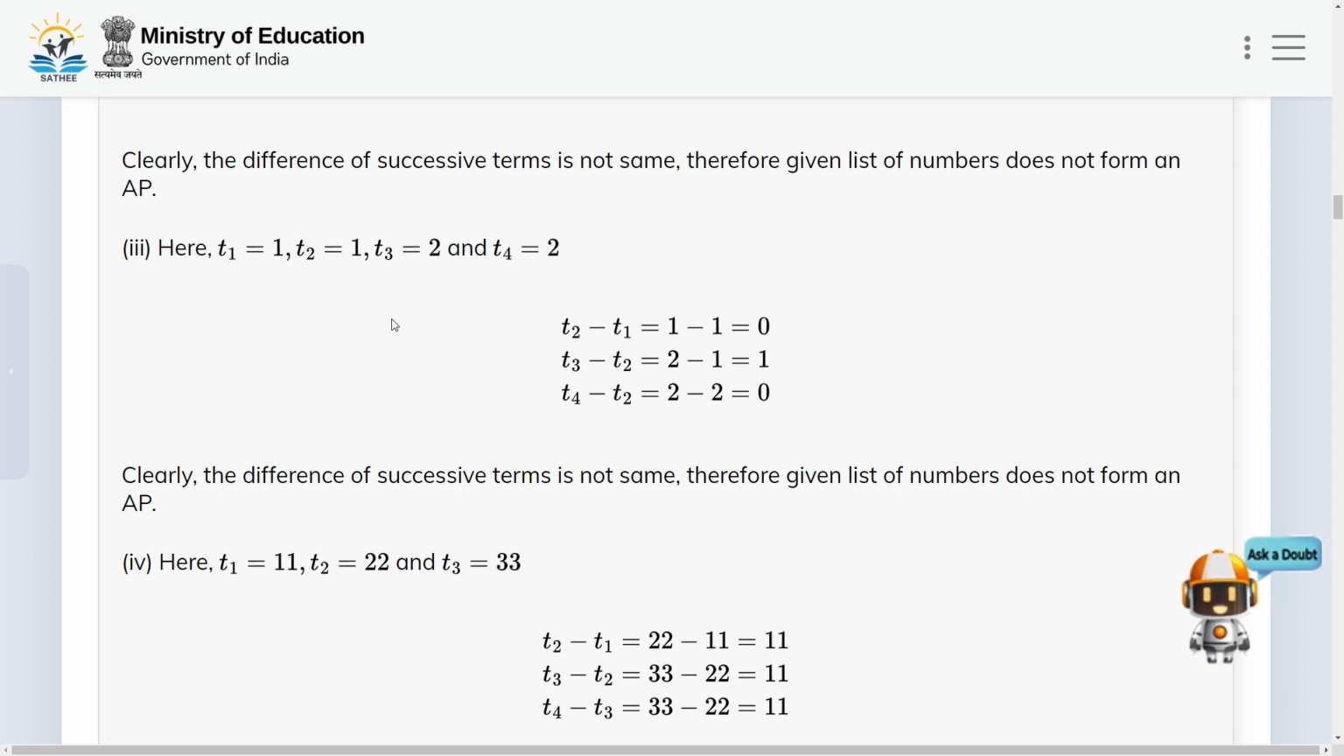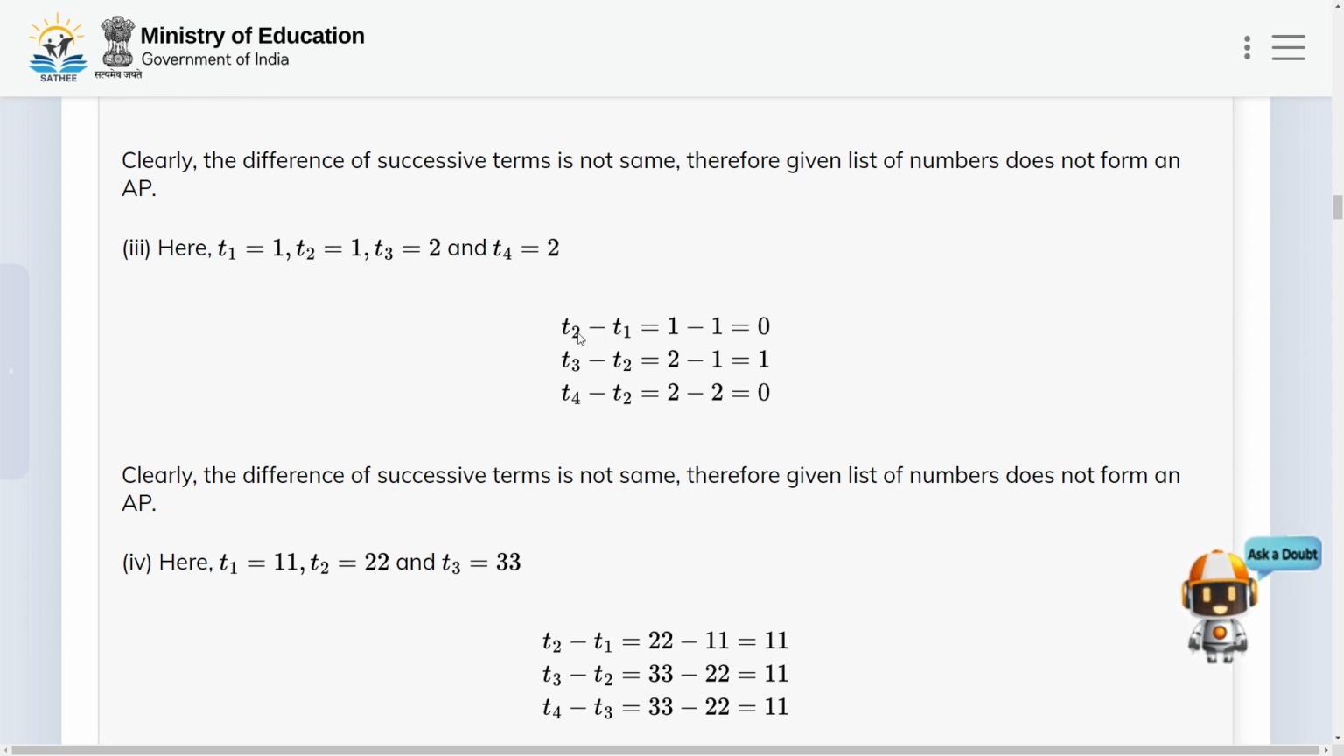Okay, and now if we take the difference T3 minus T2, this is equal to 2 minus 1, and this is equal to 1. And the difference T4 and T3, that is T4 minus T3, is equal to T2 minus 2, that is equal to 0. Okay, so here the common difference of successive terms is not same.